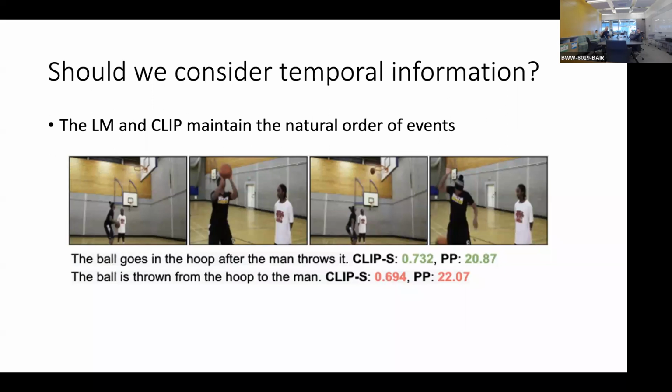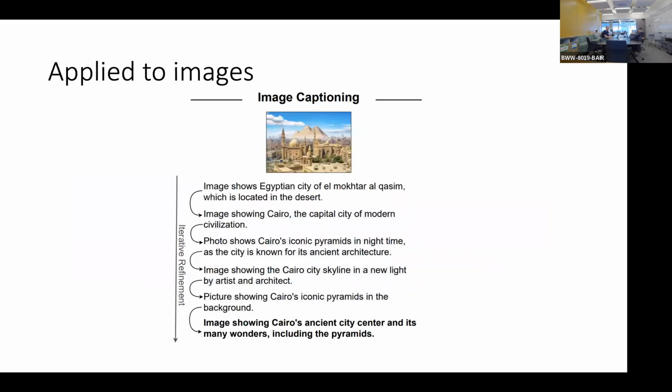already contain some temporal knowledge. For instance here, when we took the sentence, the ball goes in the hoop after the man throws it, it's much more likely. This is why the perplexity is much lower, and also the CLIP score is better. They capture that the man needs to first throw the ball, rather than a sentence like the ball is thrown from the hoop to the man. Because you can see in small nuances that it looks like the man is actually throwing the ball and not the other way around. So this is about temporal information.